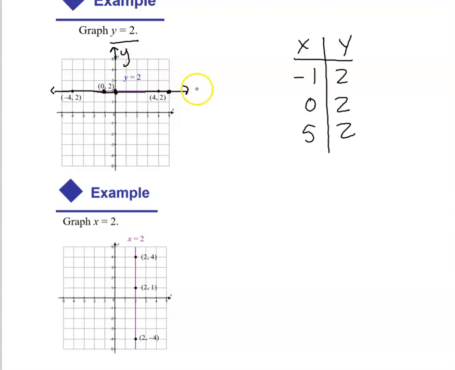And so it's going through the point where y is equal to 2. So I always say put your pen or pencil on that point and just draw a line right through it.